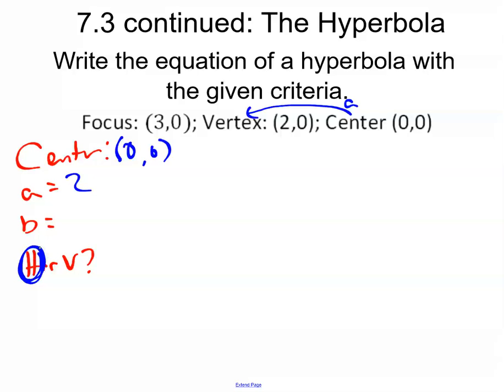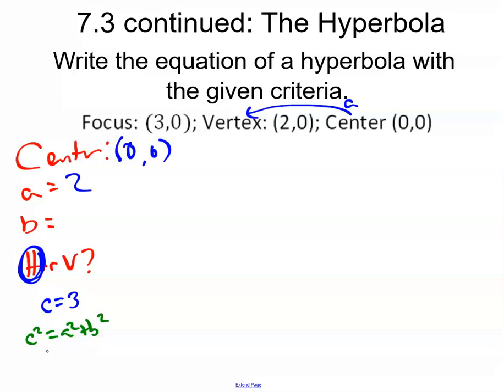I'm also given the focus, which would tell me my C. And because this focus, so to go from the center to the focus, you have to go 3 units to the right. So your C equals 3. All right, and so we still need the B, but we do know the A and we know the C, so we can find the B. With hyperbolas, remember C squared is A squared plus B squared.